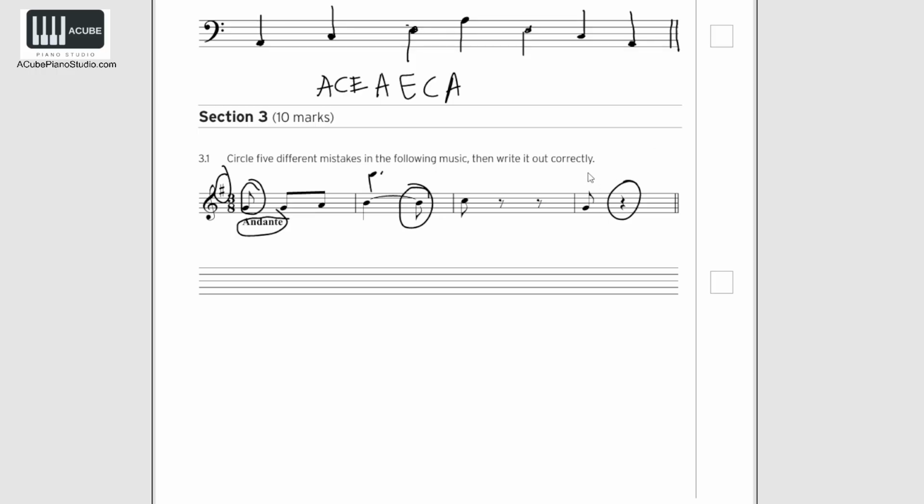So this is the first. 3/8 time is 3 quaver beats in a bar. So this is the first quaver beat. The second quaver beat is this. The third quaver beat is this. So we should group them separately.